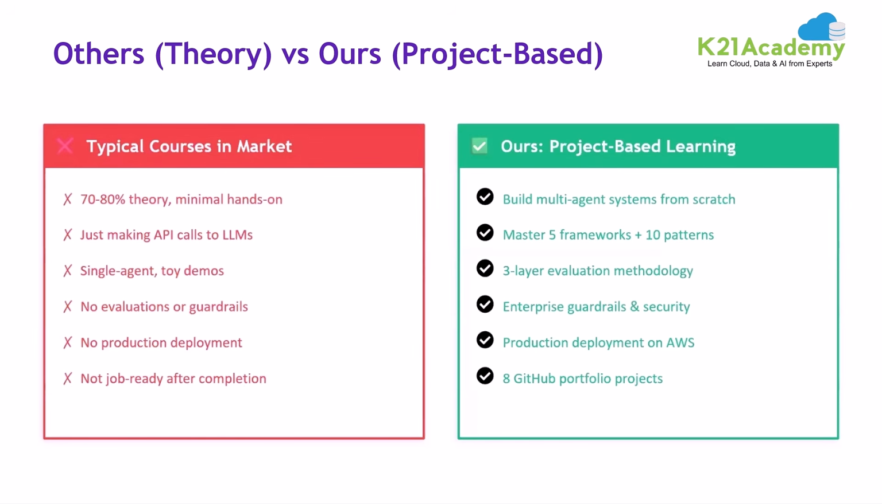For each of these projects, I'll also give you some stretch goals and challenges. That will help you to take your learning beyond what is already served to you, code and all. So that will give you real confidence that you can take it ahead. You'll be mastering all these frameworks, patterns, evaluations, guardrails, security, and production deployment. Ideally, by the end of this roadmap, you should have 8 end-to-end projects in 8 GitHub repositories. That is your net deliverable.